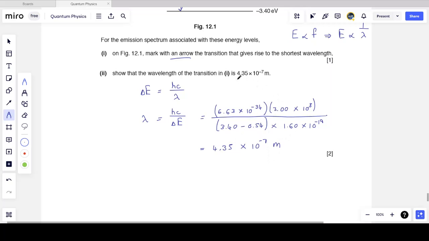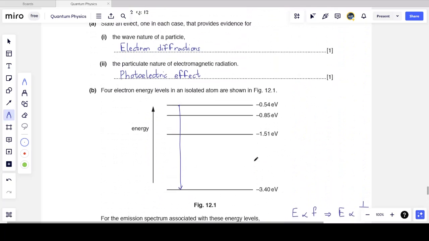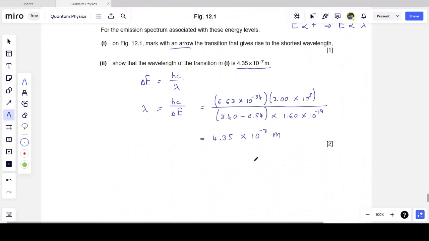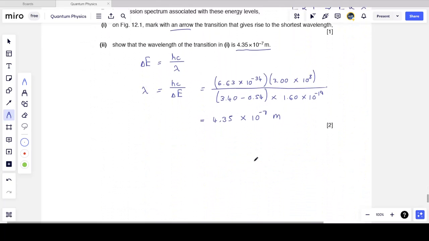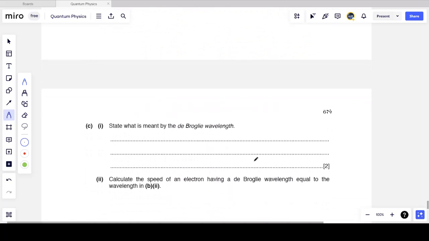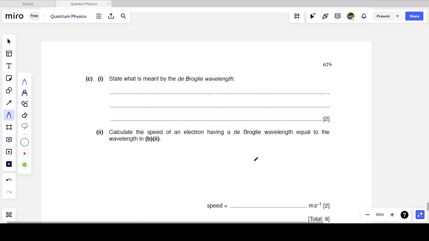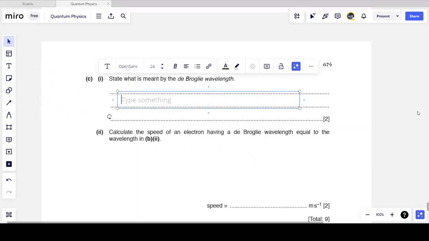And so I get the wavelength of the shortest transition, which is violet to blue light, the lower end in the wavelength of the visible spectrum. And so this is a question that tests a little bit of our concept knowledge, but also there's some mathematics involved. And weirdly, we are asked later in the question, which seems to be like a recurring theme, to state what is meant by the de Broglie wavelength.